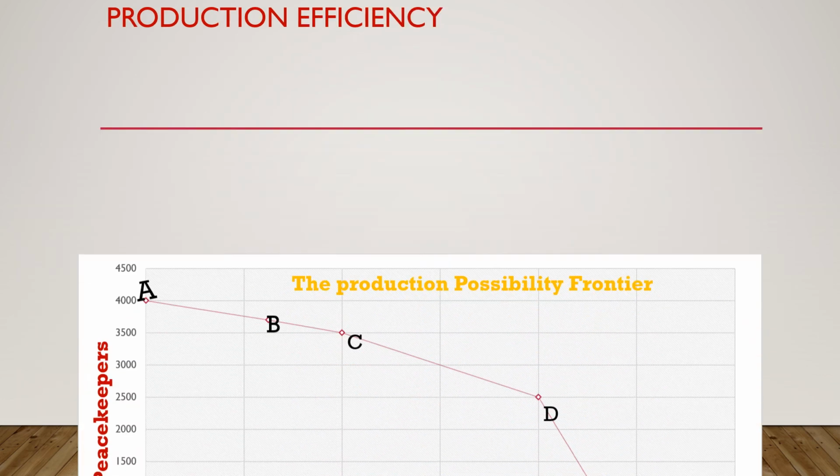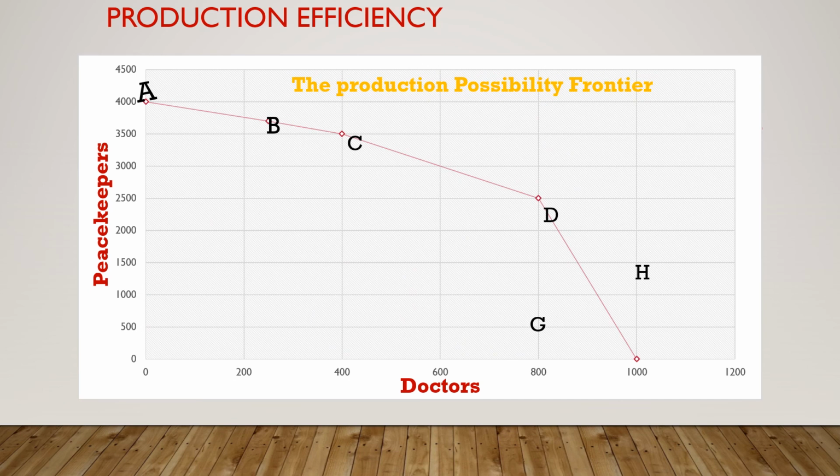Production efficiency is attained on the line. This is where all resources and technologies have been used to produce doctors and peacekeepers.